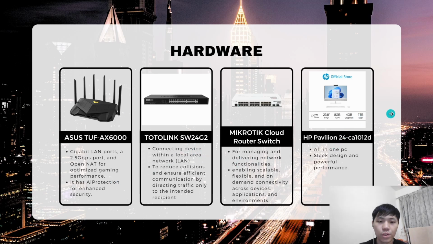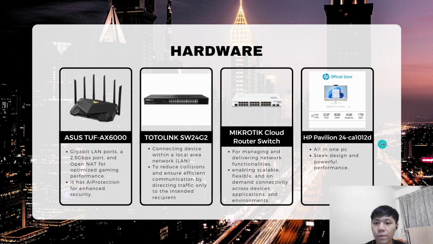Next, we'll talk about the switch. We use the TotalLink SW34G2 to connect devices within a local area network. It helps to reduce collisions and ensure efficient communication by directing traffic only to the intended recipients. And for the next item, we have the MikroTik Cloud Router Switch. It is used for managing and delivering network functionalities. It enables scalable, flexible, and on-demand connectivity across devices, applications, and environments in our project.